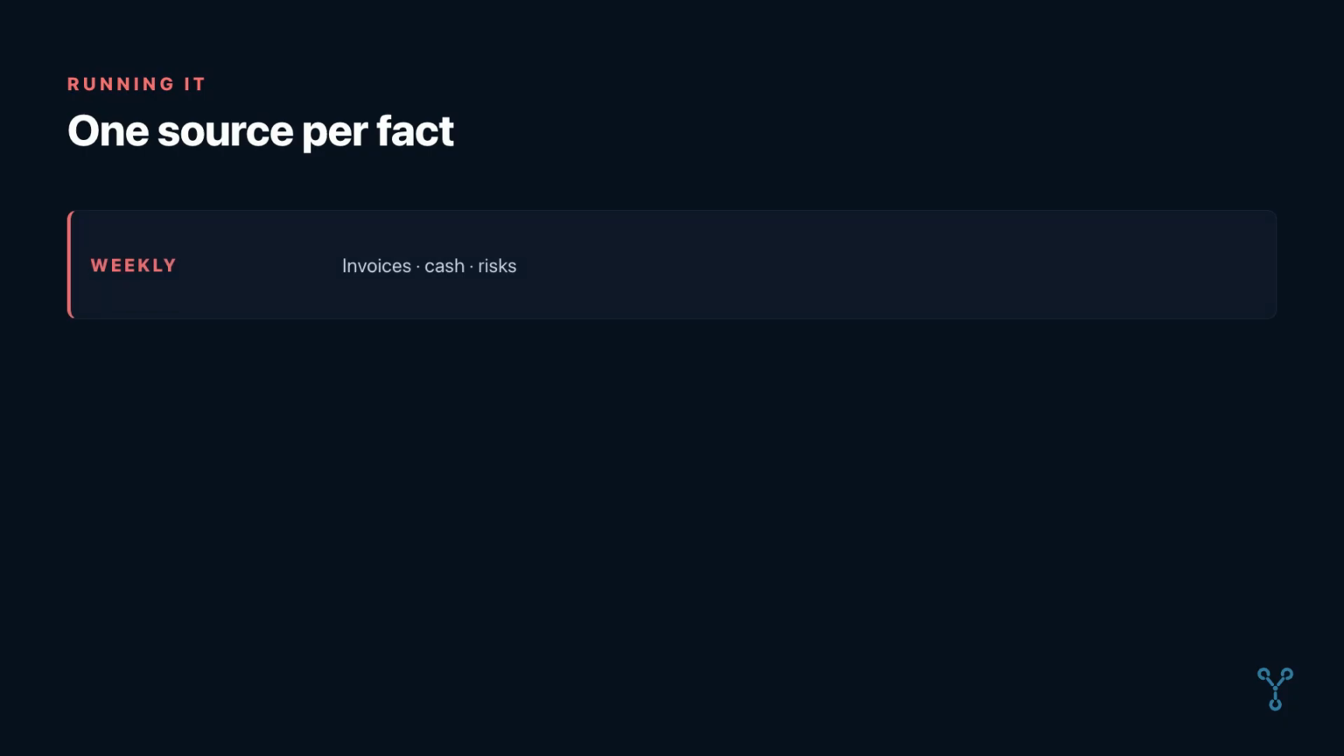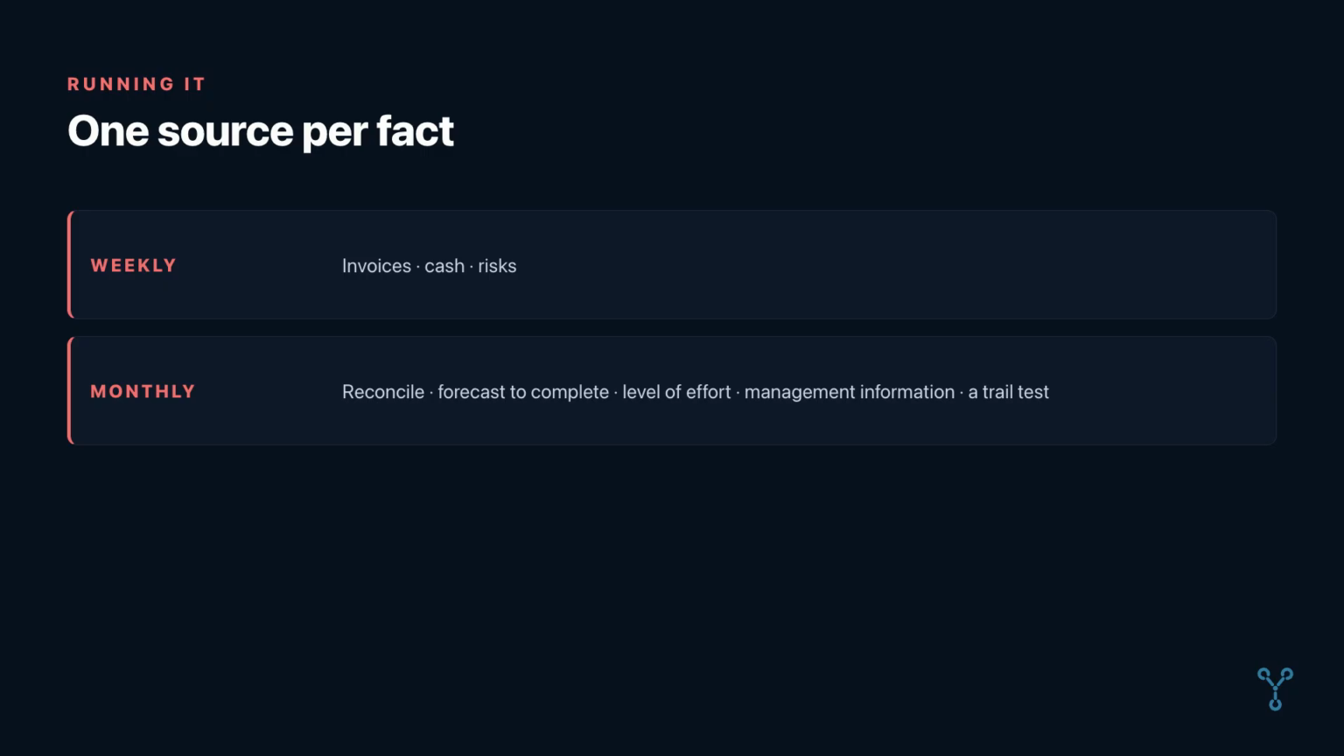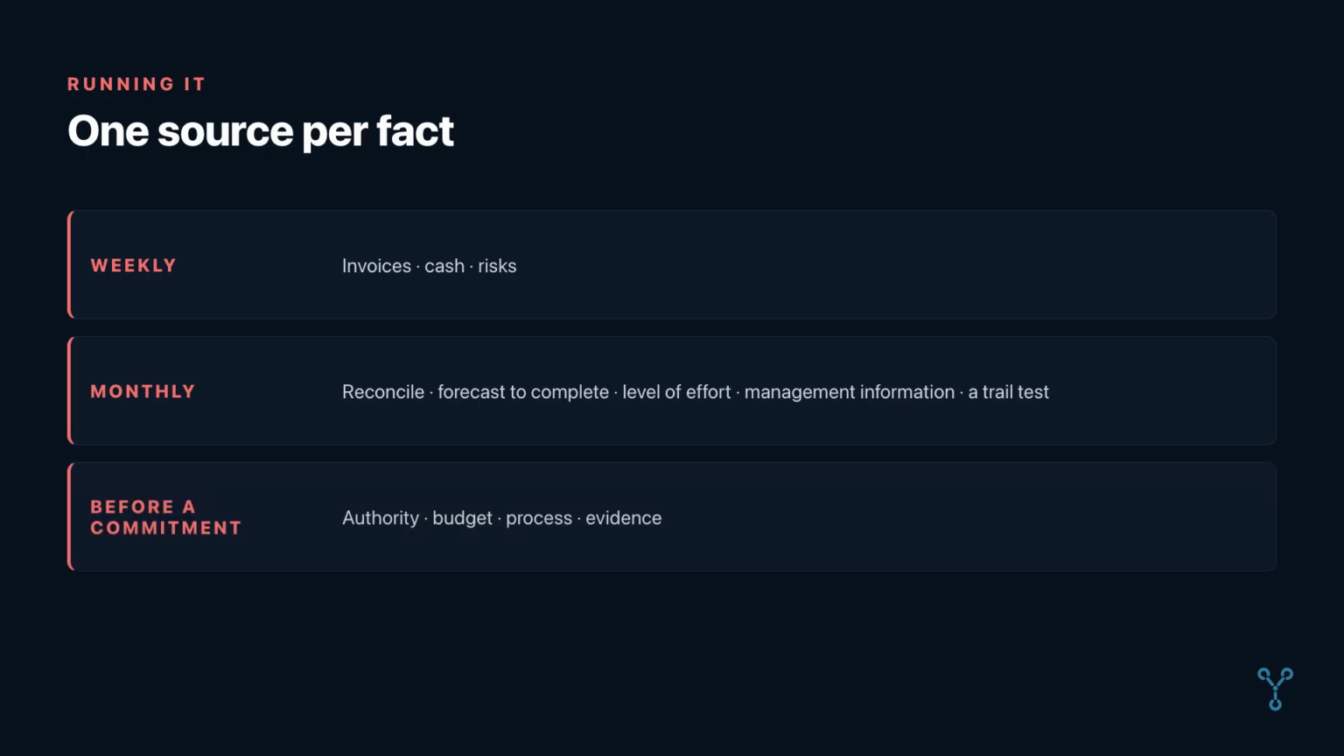Run the system on a cadence. Weekly, update invoices, cash, approvals, and urgent risks. Monthly, reconcile accounts and cash, update budget and forecast to complete, review level of effort, report management information, and test a transaction trail. Before an event, purchase, major claim, or contract change, check authority, budget, process, and evidence requirements. At closeout, use the dedicated checklist from the last module.